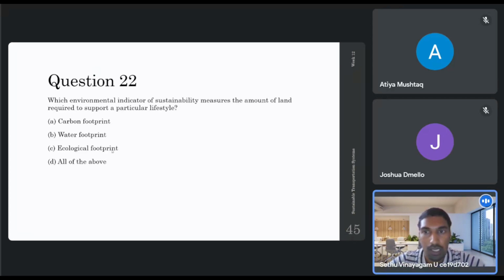That's what we looked at. This particular question is asking exactly that: which is the indicator that measures the land requirement for a particular lifestyle. That is ecological footprint, whereas water and carbon footprint are specific to a particular resource. Here we are not talking about anything in particular, it is general for any resource. So ecological footprint is the more precise answer. Therefore, C is the right option.